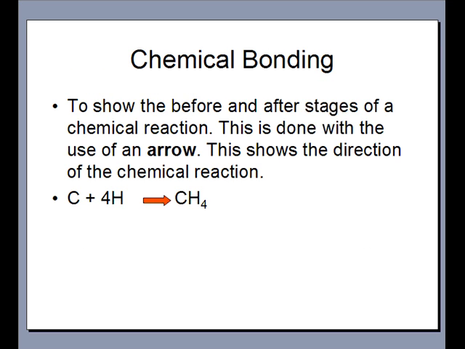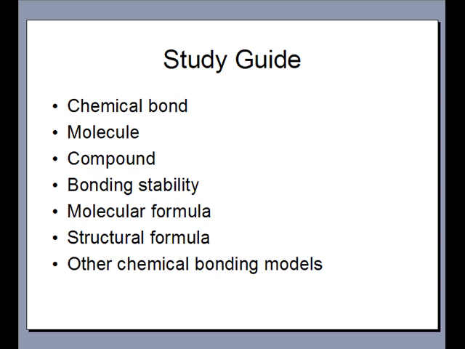Chemical bonding here, this part shows the stages of reaction where you have carbon plus 4 hydrogen. The red arrow indicates the reaction direction, yielding CH4, which is methane.